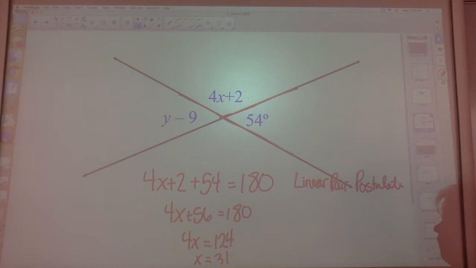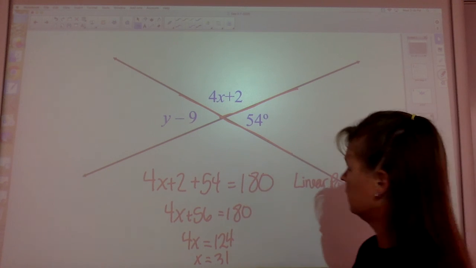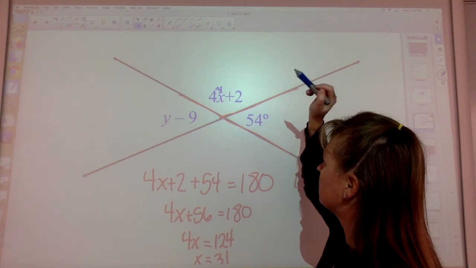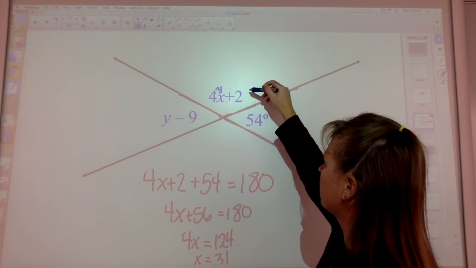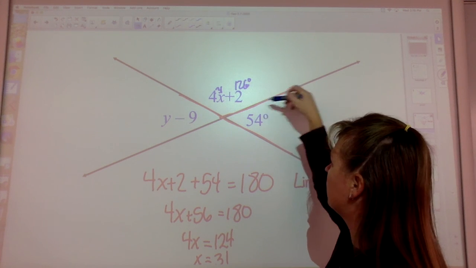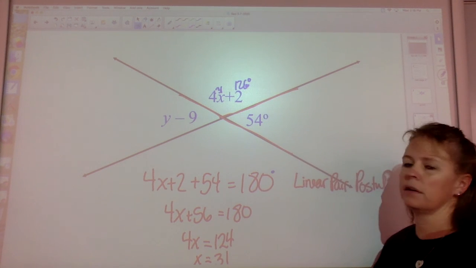Take that 31, plug it back in, just in case. Check and see. 4 times 31 is 124. 124 plus 2 is 126. 126 plus 54 is indeed 180 degrees.